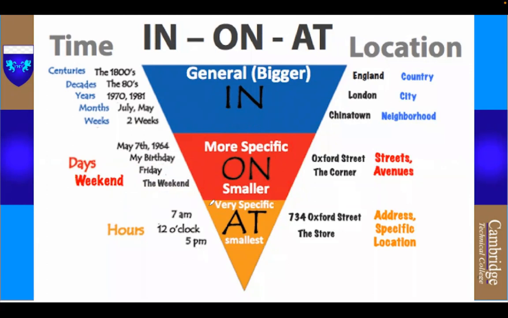Let's go to at, the easiest one. We start with the general, the biggest things, centuries and years, then months. Then we go to more specific, which is days. Last, we go to hours or specific times. So we have 7 a.m., 10 p.m., anything that has hours, we use at. So at 7 a.m., we will meet at 12 o'clock, 5 p.m. So at is the easiest one. Any questions here?